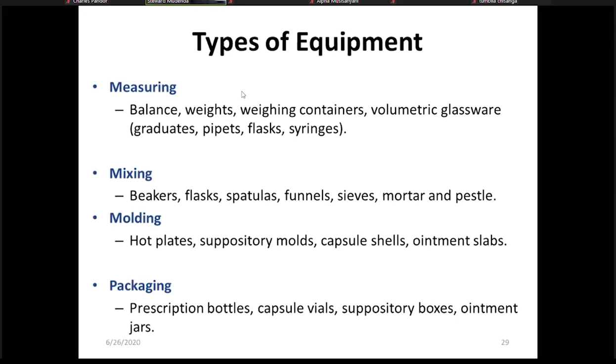Okay. So types of equipment are going to find measuring equipment, mixing equipment, molding equipment, and packaging equipment. So you're going to find beam balance for measuring. You find weight containers. Mixing, you find flasks, spatulas, funnels, and prescription bottles, those bottles we're talking about, cups of vials, and so on.